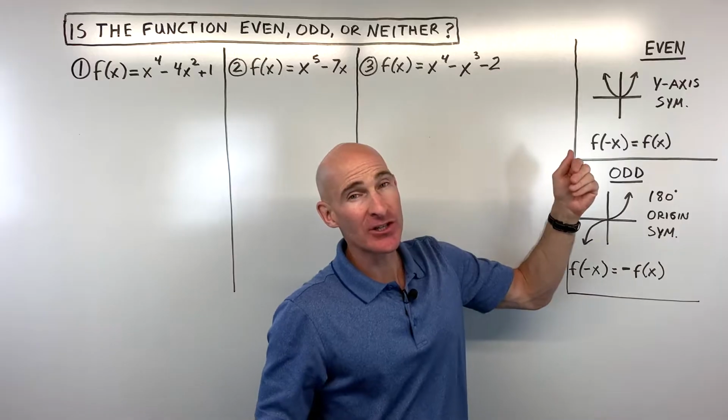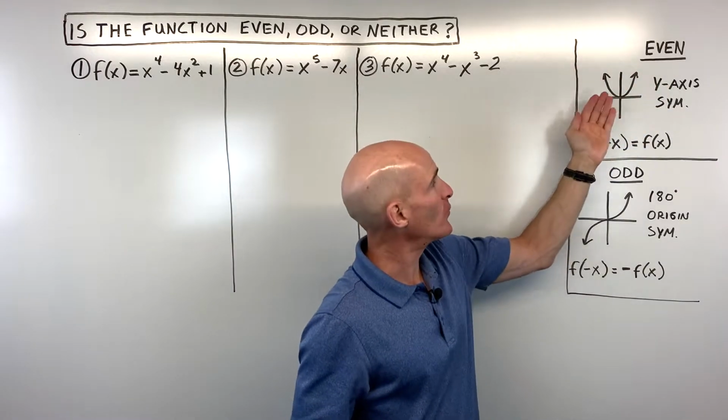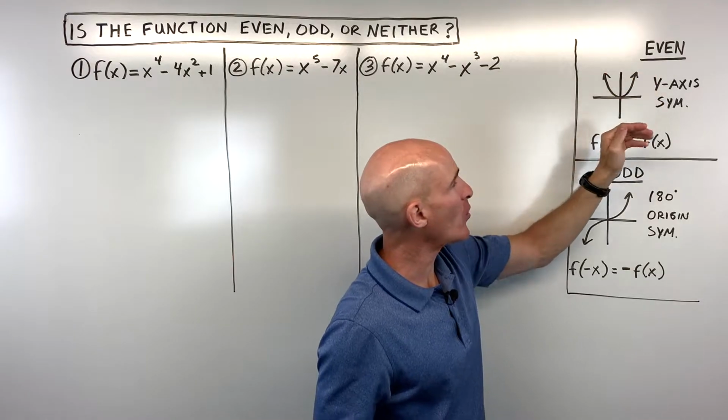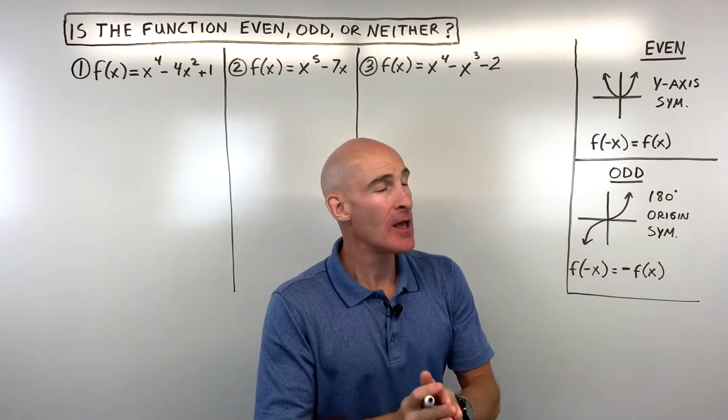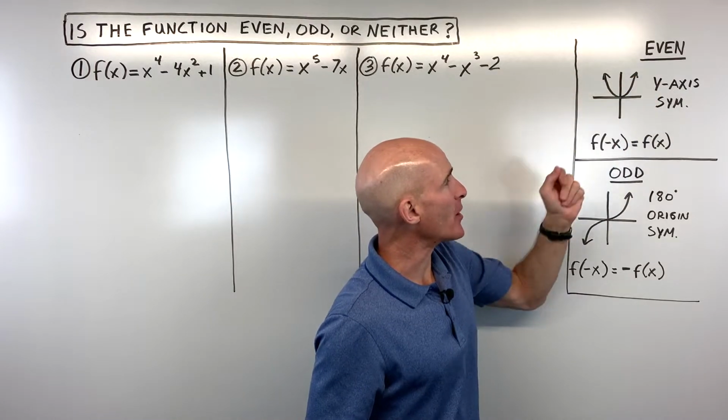So an even function, what that means is that it's a reflection over the y-axis. So if you take the graph and you fold it right over the y-axis, it'll match with itself. And I just kind of demonstrated here with the function y equals x squared.